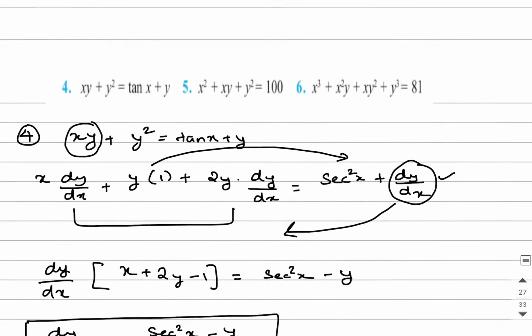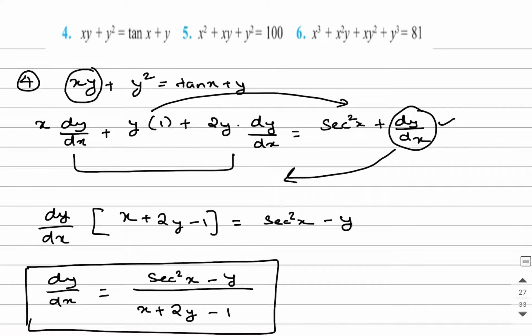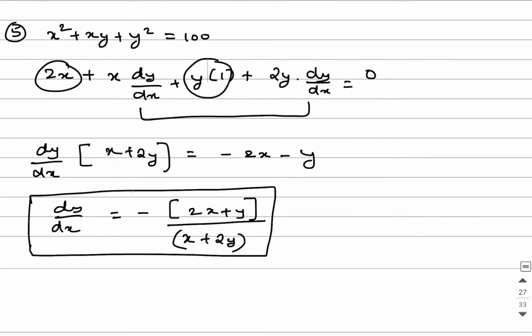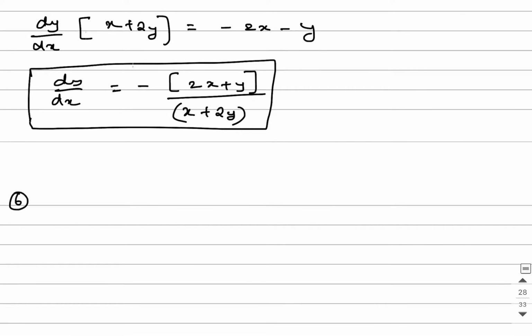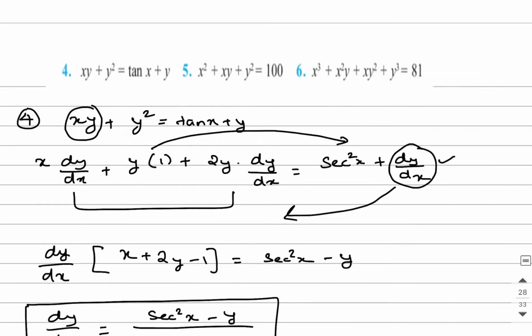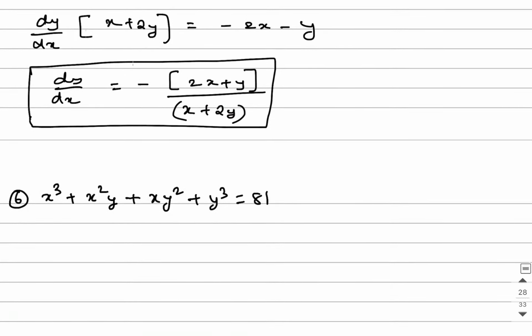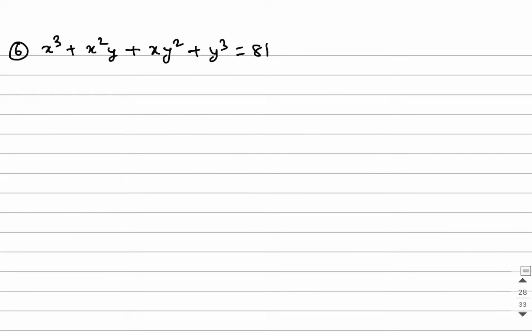Similarly, the sixth problem is x cube plus x square y plus xy square plus y cube is equal to 81. So we need to find the value of dy by dx for this.